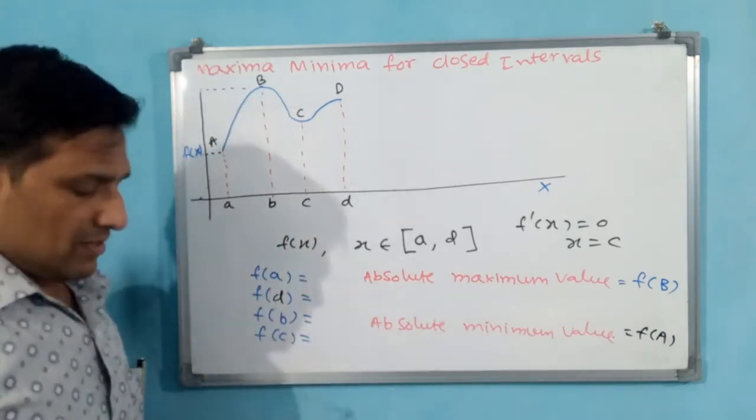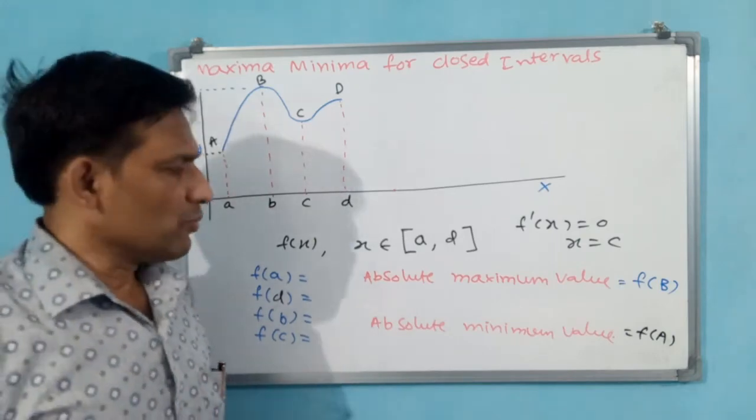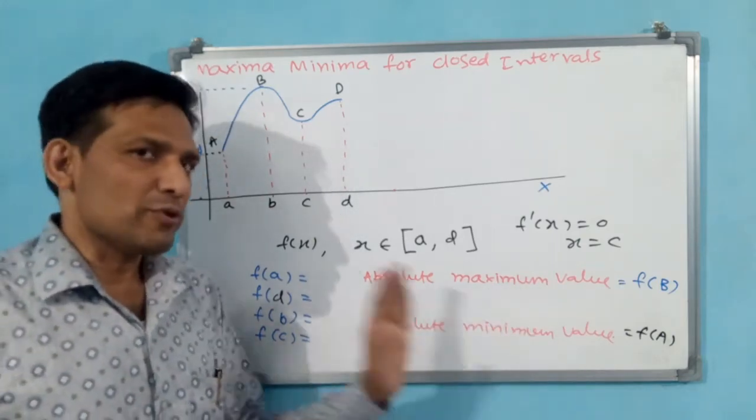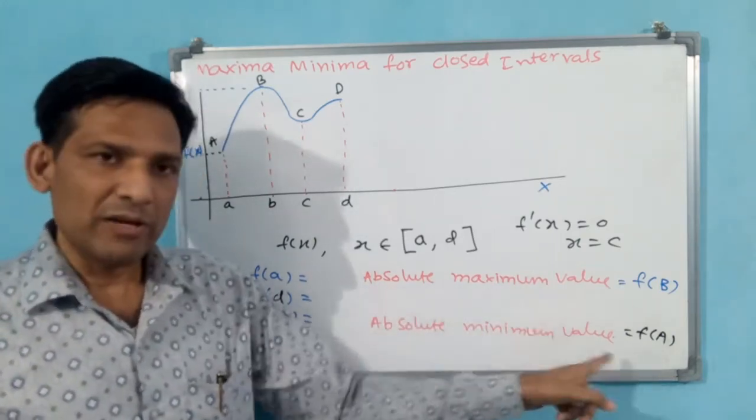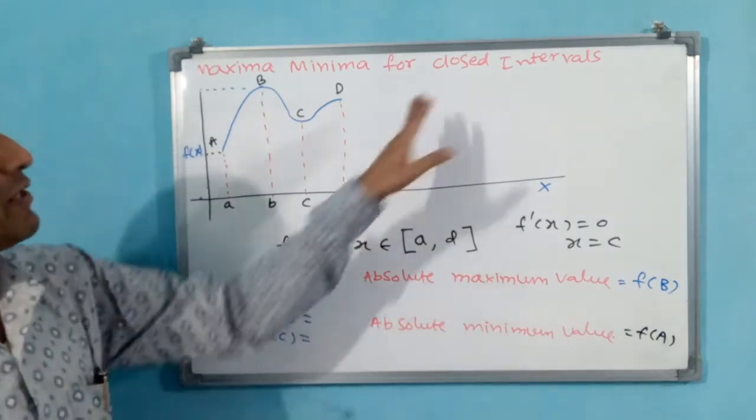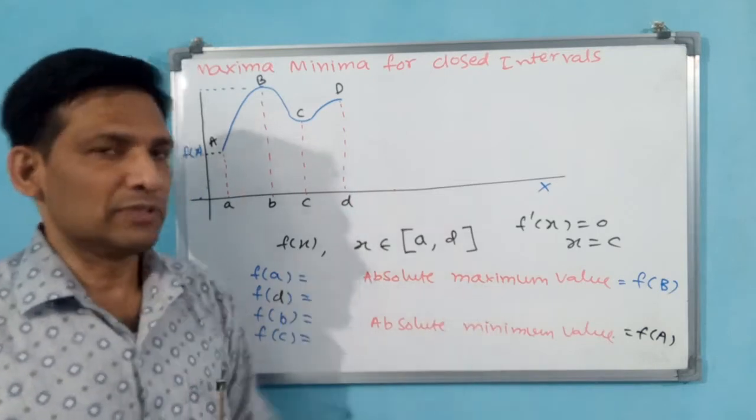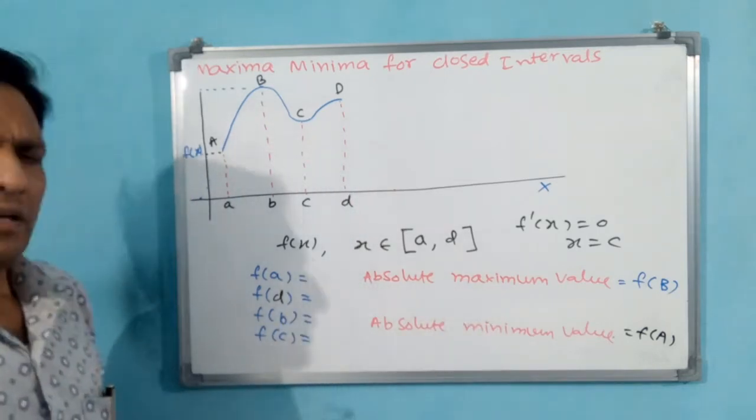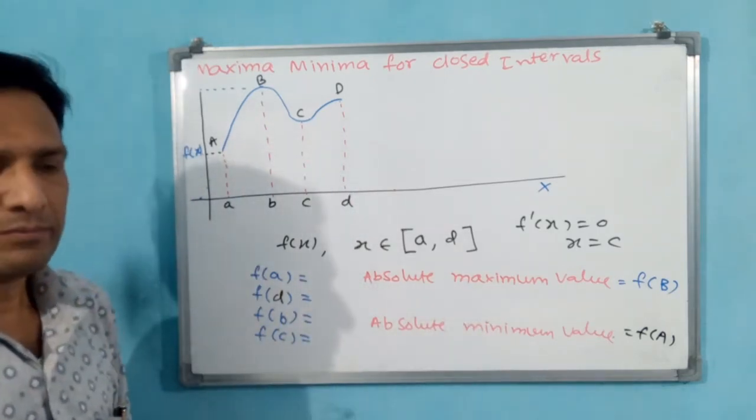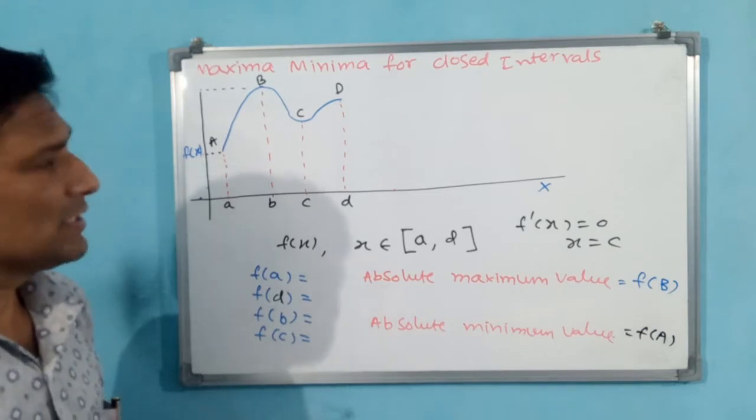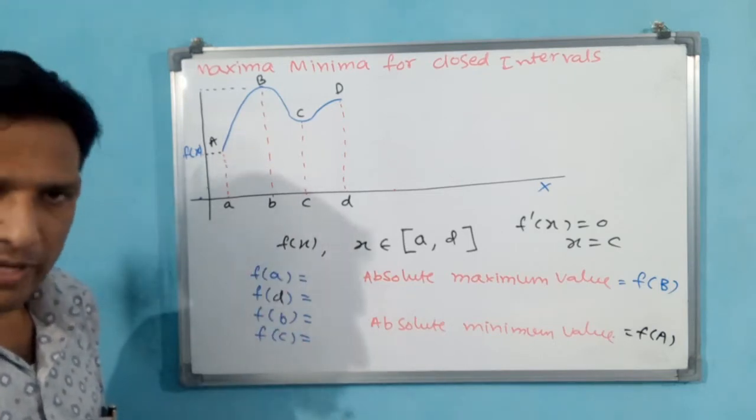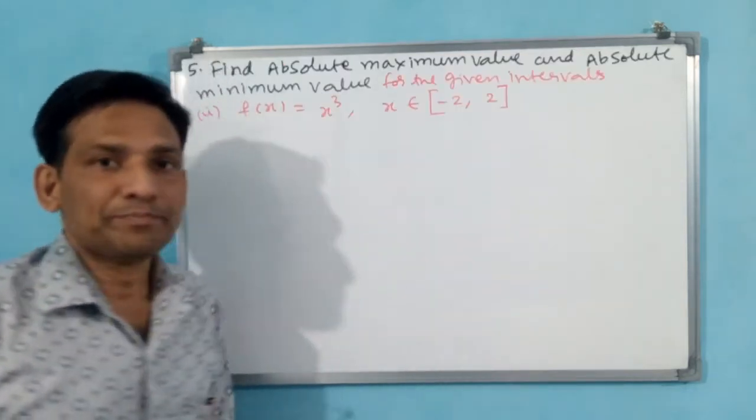But according to our textbook, there is no absolute maxima or absolute minima. Absolute maximum value and absolute minimum values are there. When a closed interval comes, they will ask you to find the values only. Directly we will go for question number 5. Question number 5 has absolute minimum and absolute maximum value only. We will do it.